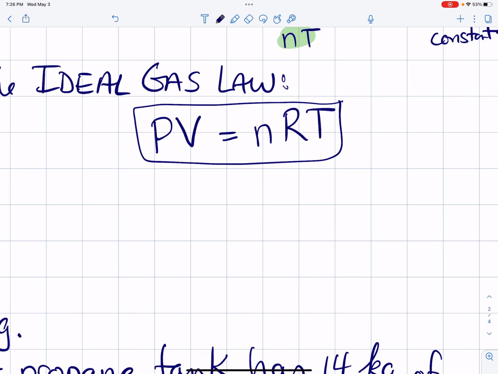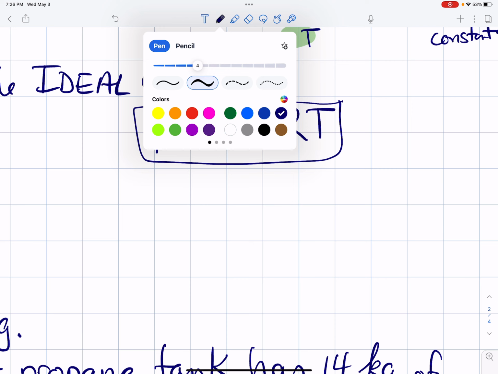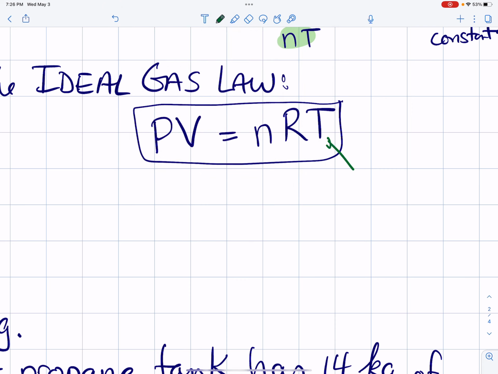So let me change the color of my pen here. The temperature units, as always, have to be Kelvin. So we're always going to use Kelvin. The N stands for moles, and so, like it sounds, we're going to use moles. The volume, with the ideal gas law, we're always going to use liters. Okay, that's the only volume unit we're going to use. If a question has a different volume unit, we're going to convert it to liters before we put it in.